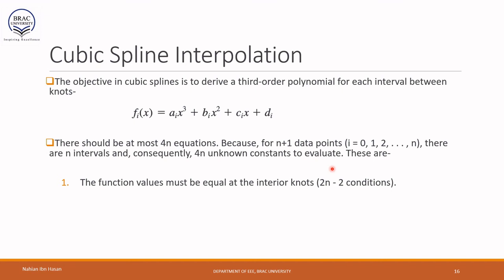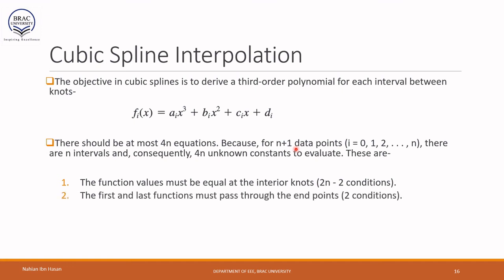For cubic spline interpolation, let's see how we are going to find the equations. I would have to find 4n equations. Since there are n plus 1 data points, there will be n intervals. At each interval I would have 4 unknown constants. So I would have 4n conditions.